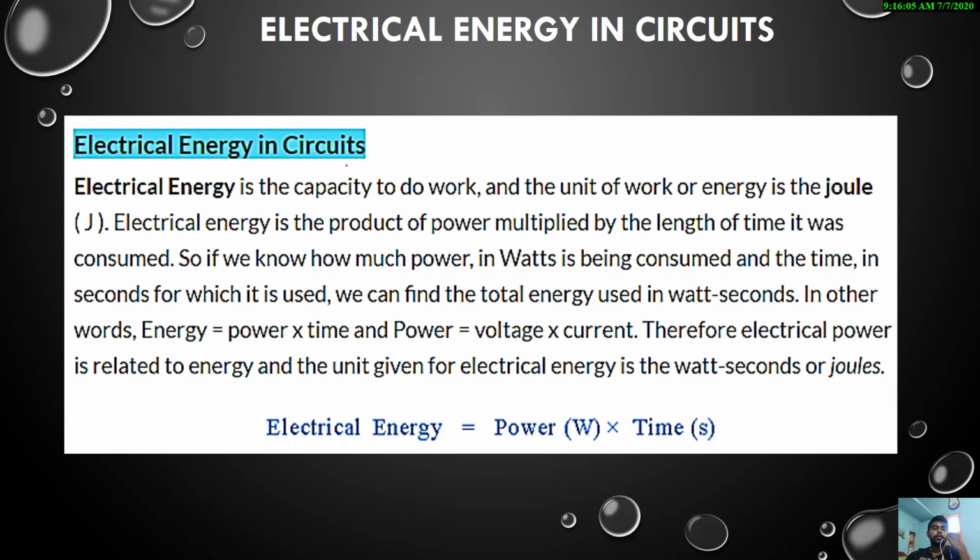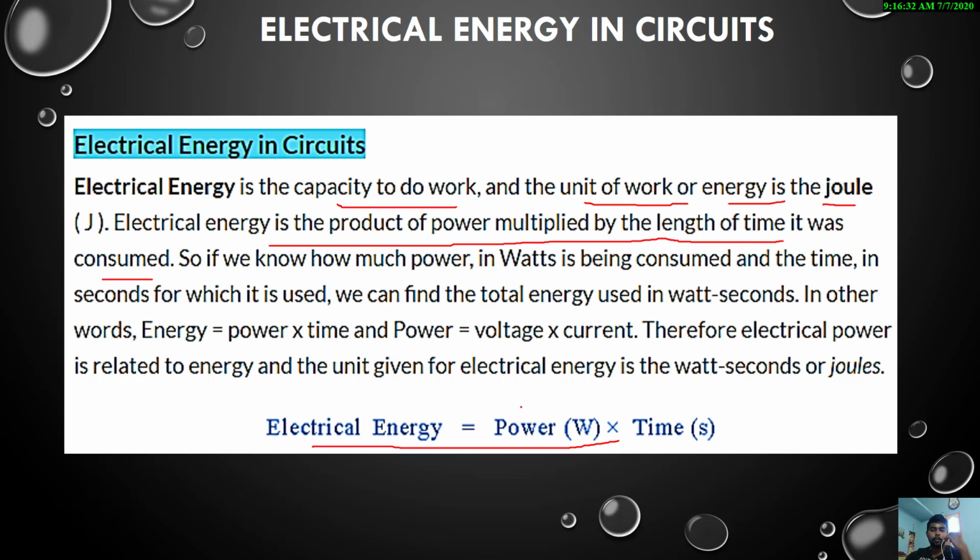What is electrical energy? In general, energy is defined as the capacity to do work, and the unit of work or energy is joule. Electrical energy is the product of power multiplied by the length of time it was consumed. That is, electrical energy is equal to power into time.